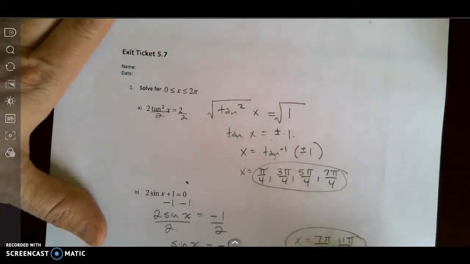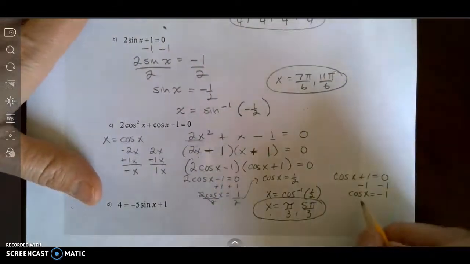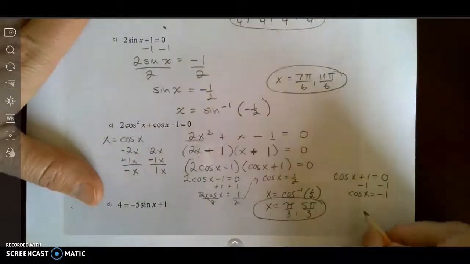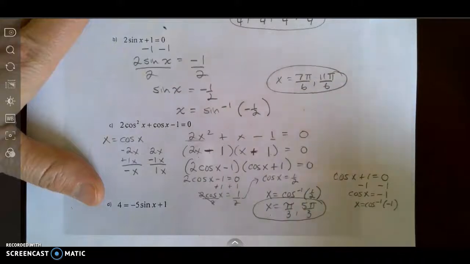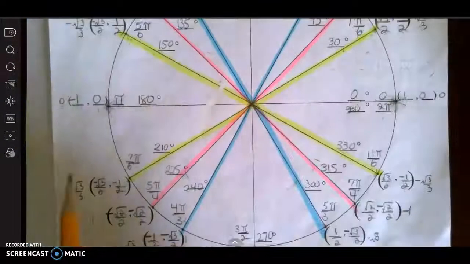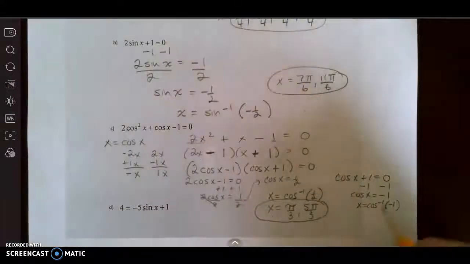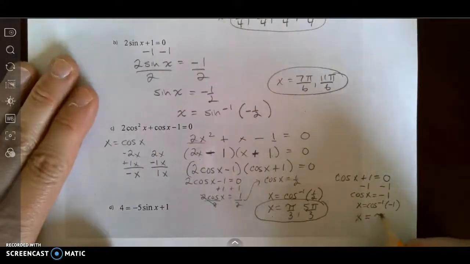Now letter D, subtract 1, and I get cosine of x equals -1. Take the inverse of each side, and I get x equals the inverse cosine of -1. So I need to ask myself, where is my x coordinate -1? Right over here, my x coordinate is -1 at pi. So x equals pi.